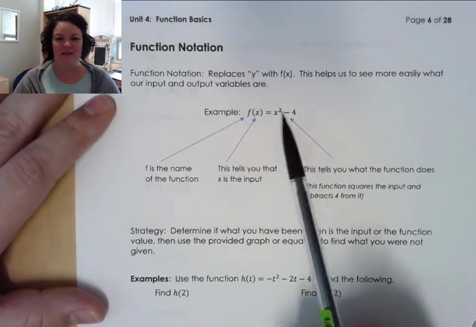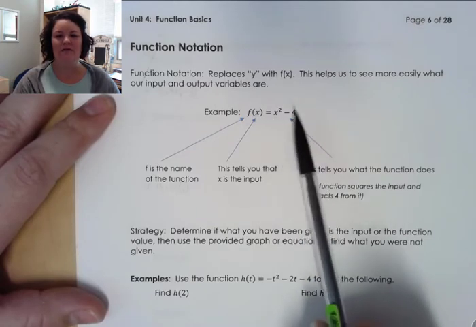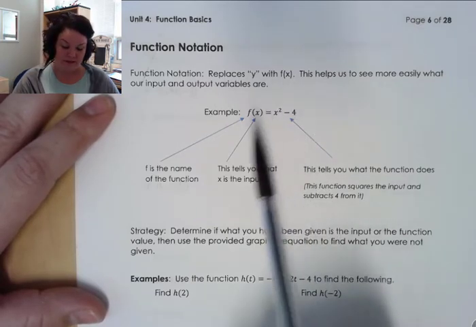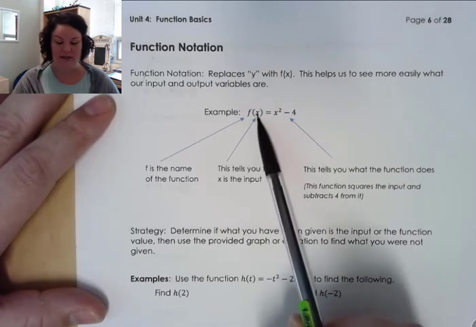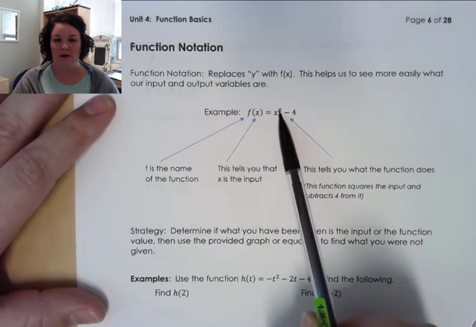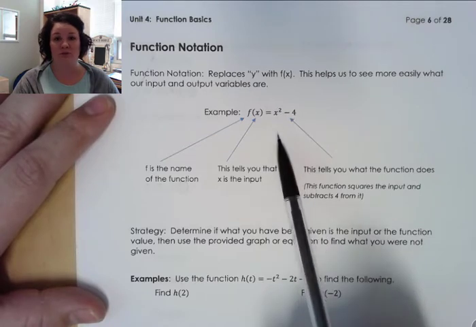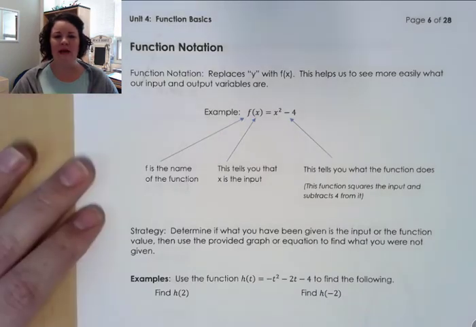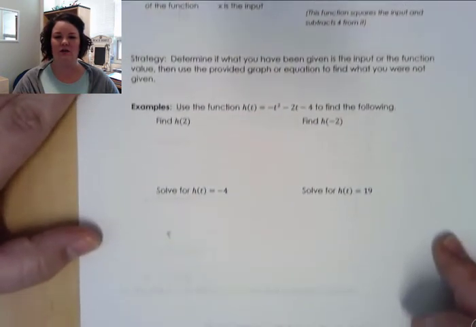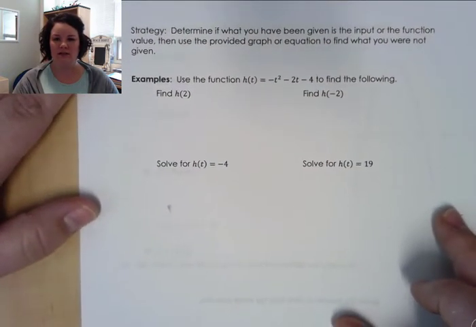And then on this side, it tells you what the function's doing. So for this specific f of x function, whatever we plug in as our input, it's going to get squared, and then it's going to have 4 subtracted from it. Okay? So let's go ahead and look at our strategy when we're dealing with functions.